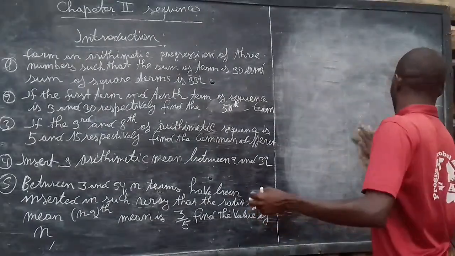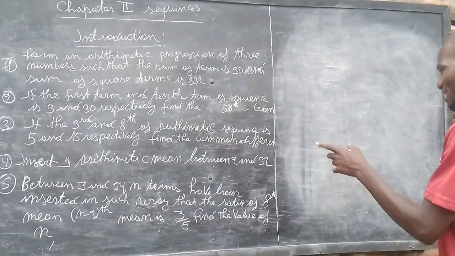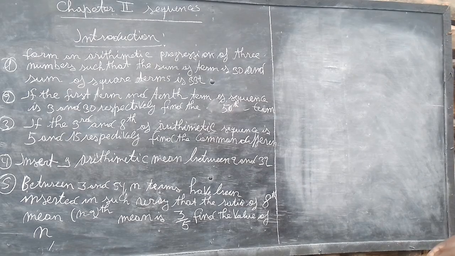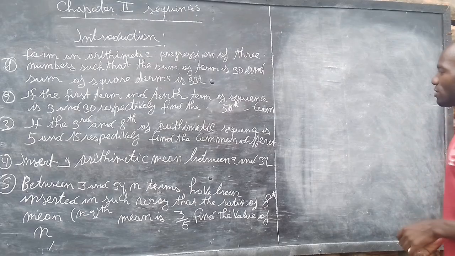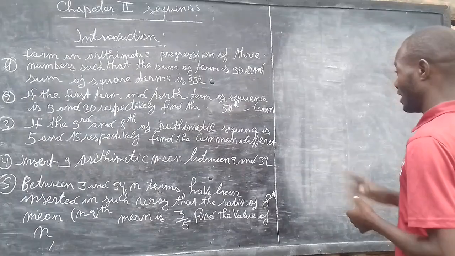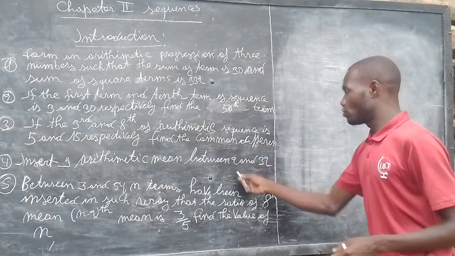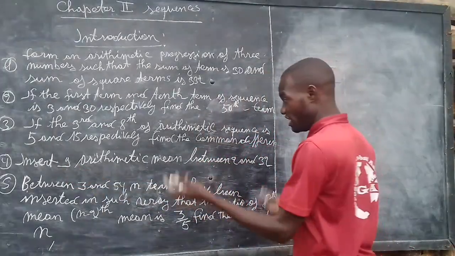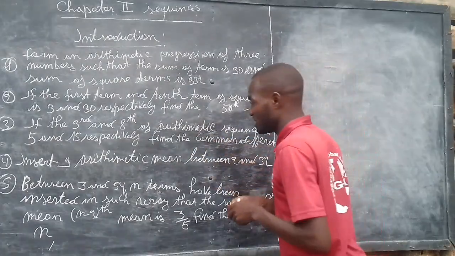So let's move to the fourth one. Insert 9 arithmetic means between 2 and 32. So here there is a change. There is another change here. Here we have 2, we have 32, and we have other terms which we are asked to insert in our arithmetic sequence.